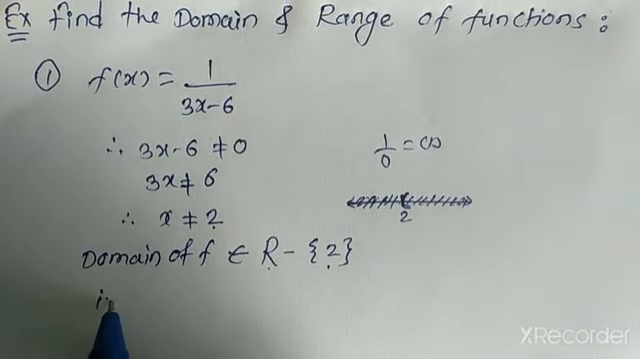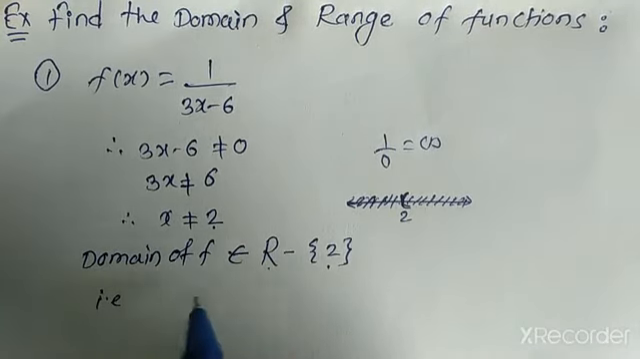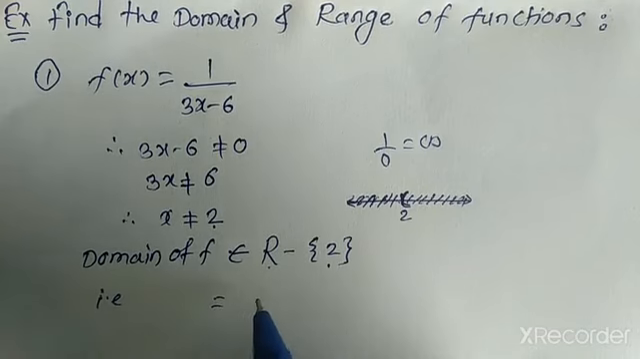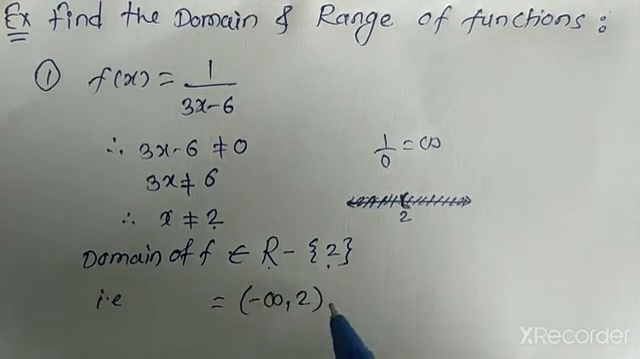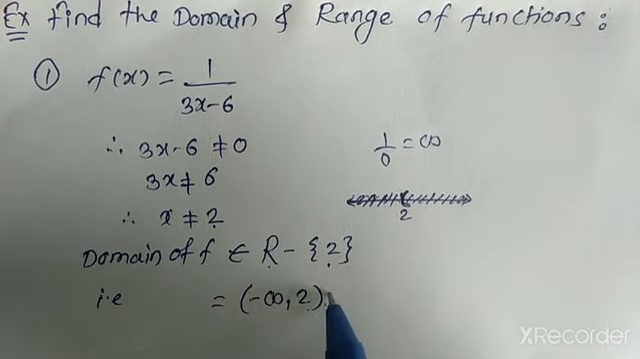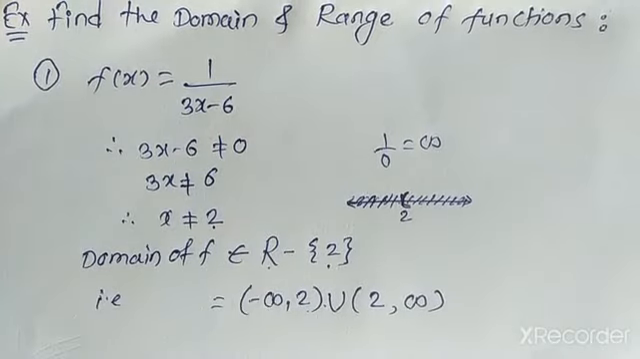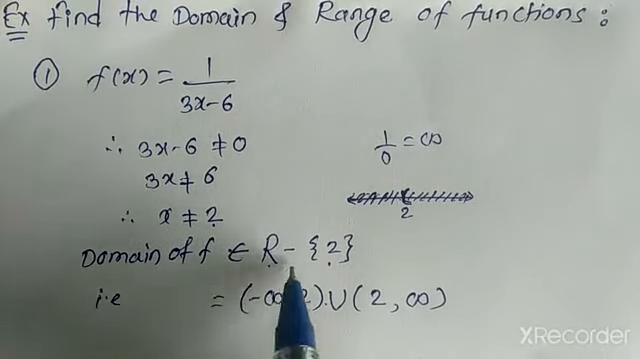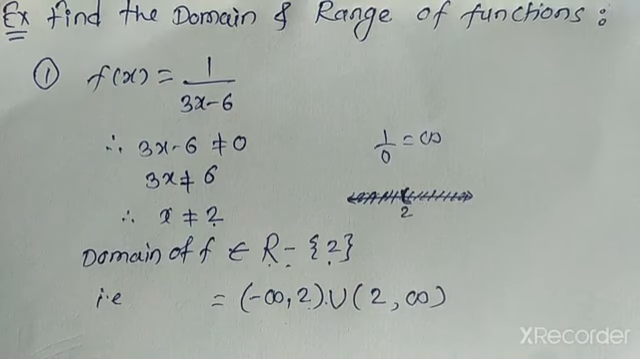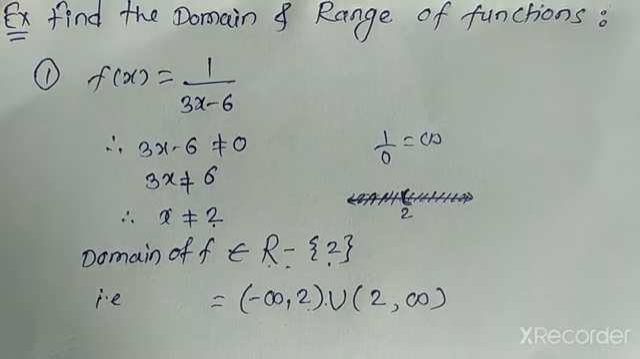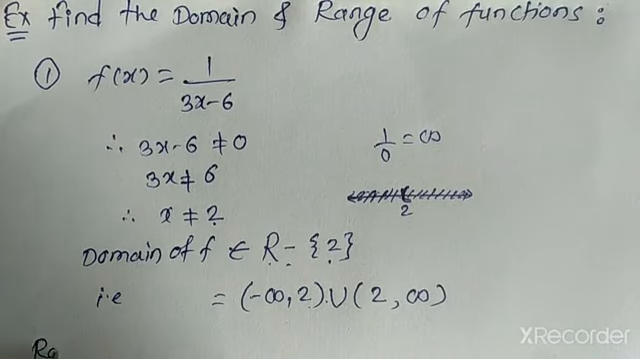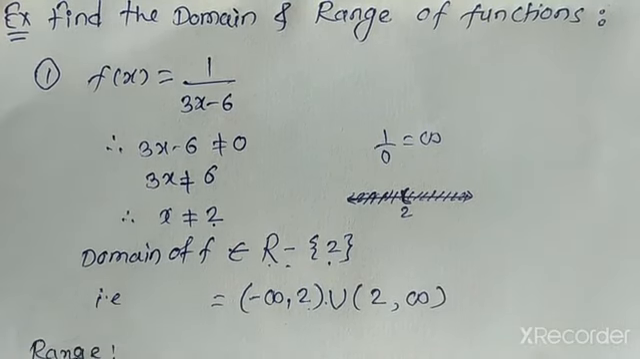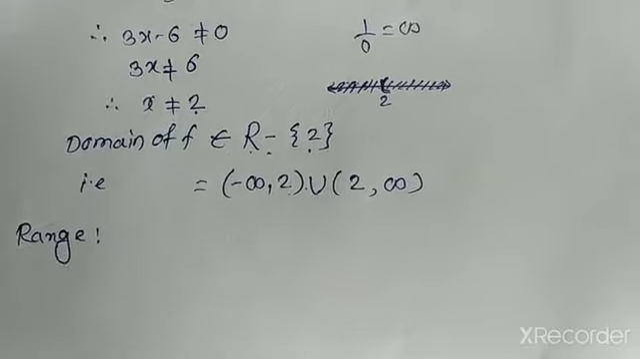Or we can also write it as: domain of f is equal to minus infinity to 2, open, union 2 to infinity. This is our domain set, also written in this form. Now we have to find the range of the function.